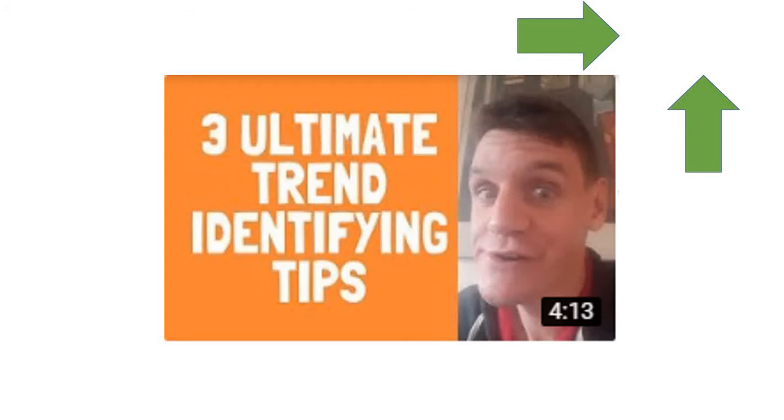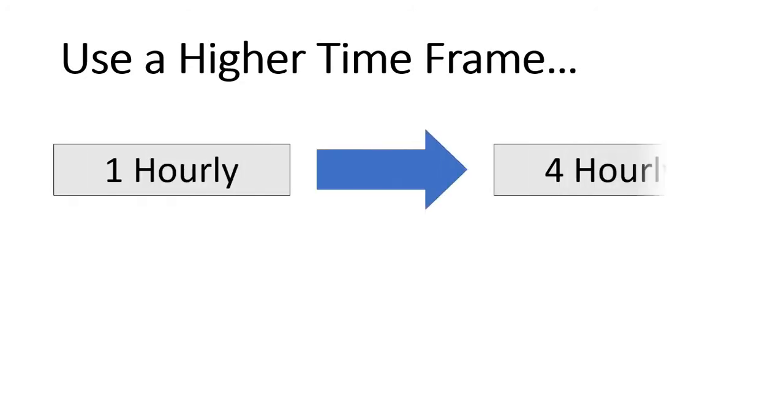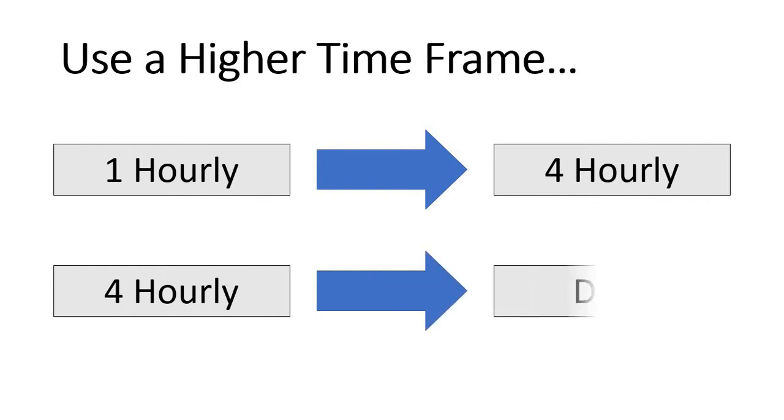In order to help you identify the trend, I recommend that you start by using a higher time frame than the one you are planning on trading on. For example, if you are planning on trading on the 1 hourly, then start with the 4 hourly. If you are planning on trading on the 4 hourly, then start with the daily. This will allow you to identify the major trend on the higher time frame and trade with it, as well as avoiding trading against that major trend.